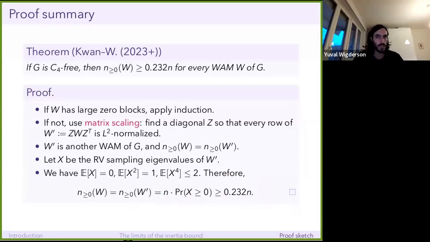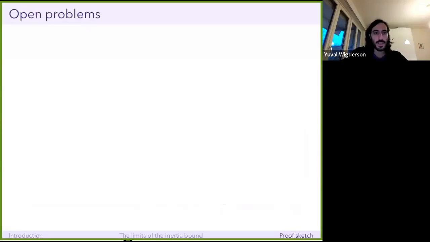So any questions about that? Okay. So in the last couple of minutes, I'll just mention a few open problems that I find interesting, because there's certainly still a lot to do. It's not like there's still a lot we don't understand about the inertia bound.